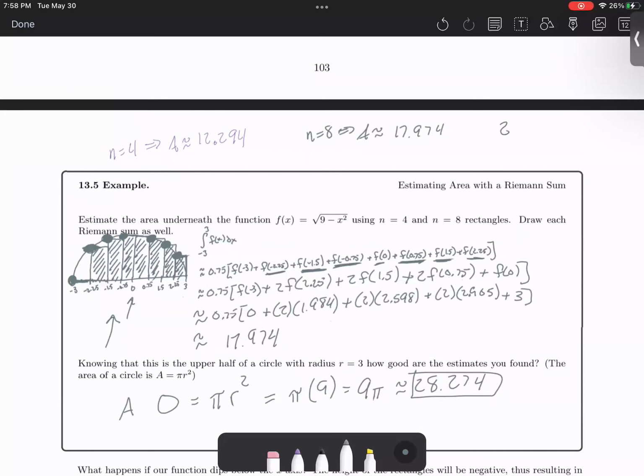So 28.274. Yeah, when we used more rectangles, it was a lot better of an approximation, right? This one way under approximated, and this one was still an under approximation, I reckon, because of that first rectangle. It doesn't pick up any of that area. But as you increase the number of rectangles, you get a better picture of the actual area.